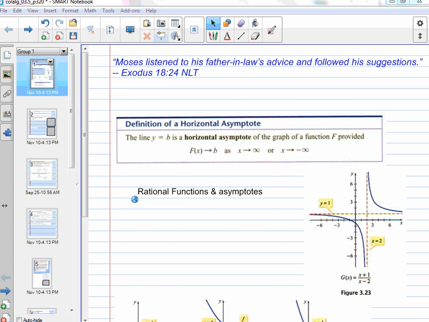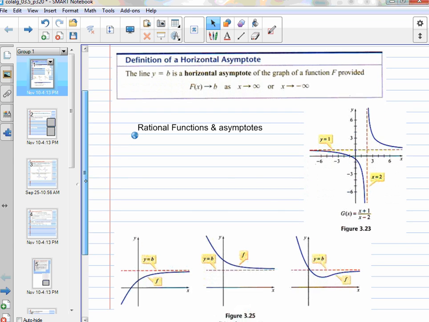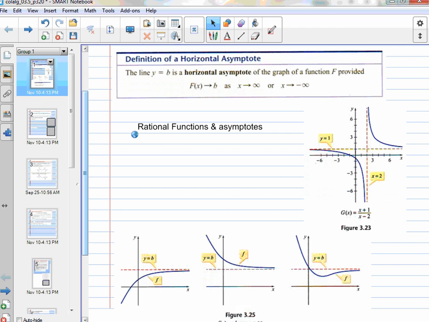Section 5. When we graph rational functions, we are going to run into asymptotes.